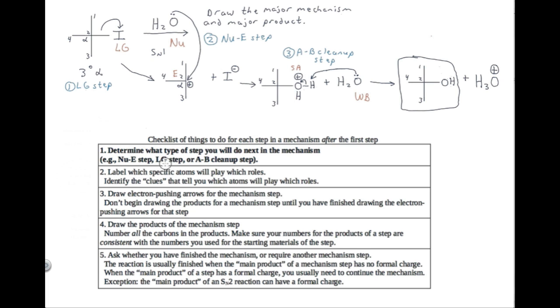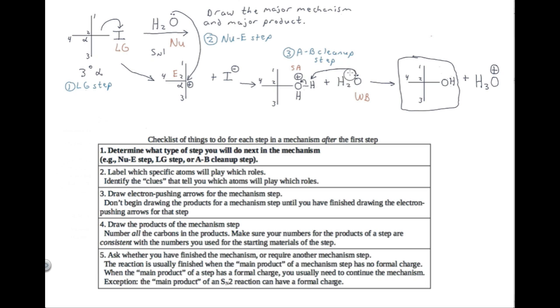Now, the reason that it's useful to label the type of step that you're going to be carrying out is obviously because that helps you to predict the electron pushing arrows, but also that will help you to start getting a feel for the rhythm of organic chemistry reactions. There's a certain rhythm to organic chemistry reactions, certain patterns of steps that occur a lot. For example, a common pattern is if you do a nucleophile-electrophile step and you end up with a formal charge on the main product, you oftentimes or usually follow that with an acid-base cleanup step.